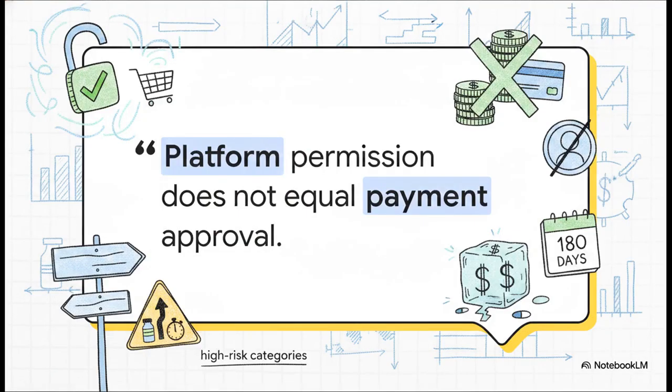This next concept is absolutely critical to grasp. Platform permission does not equal payment approval. Shopify might be perfectly happy to let you build and host a slick store selling aggressively marketed dietary supplements. But Shopify Payments, which is actually powered by Stripe, will gladly freeze your capital, hold reserves for up to 180 days, and terminate your account the second they do a manual review. When you're bootstrapping, just avoid high-risk categories entirely.